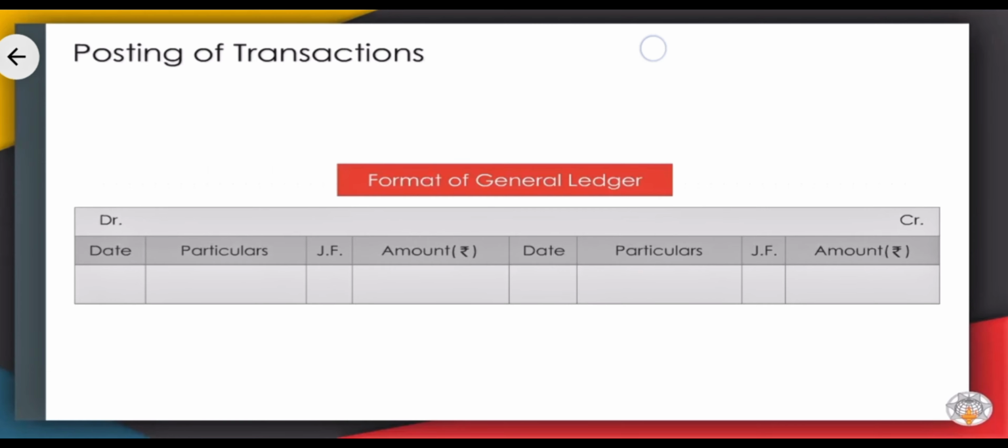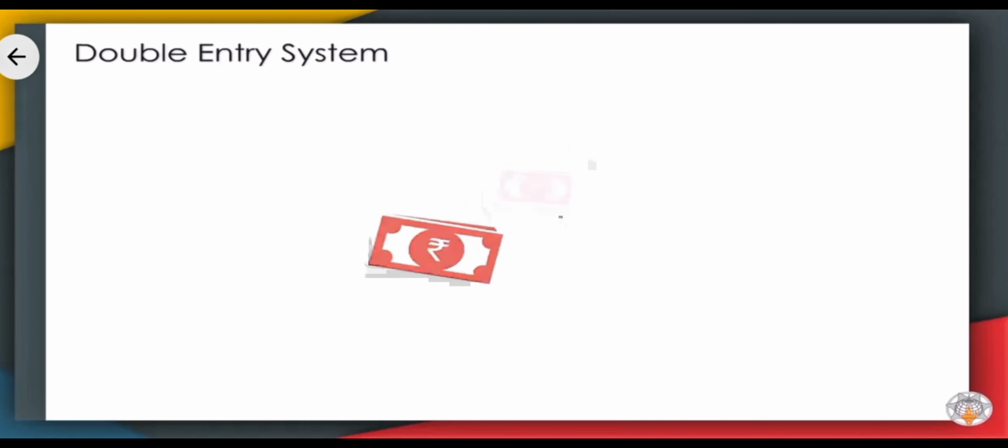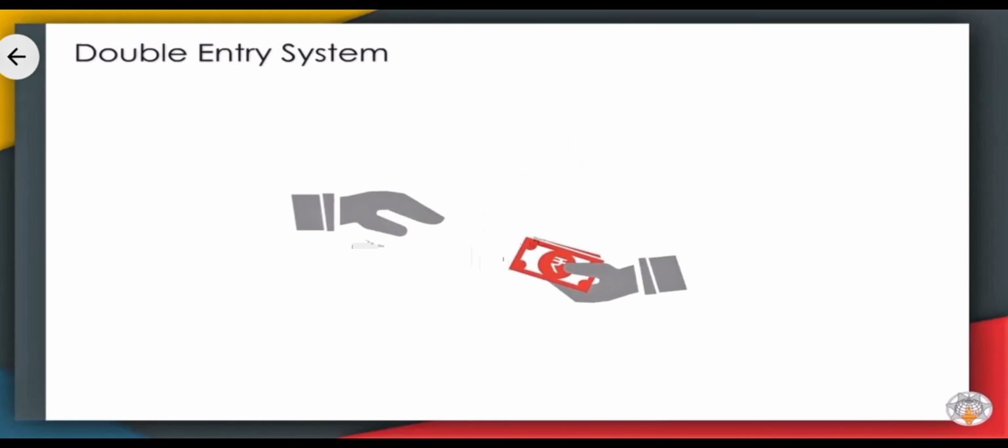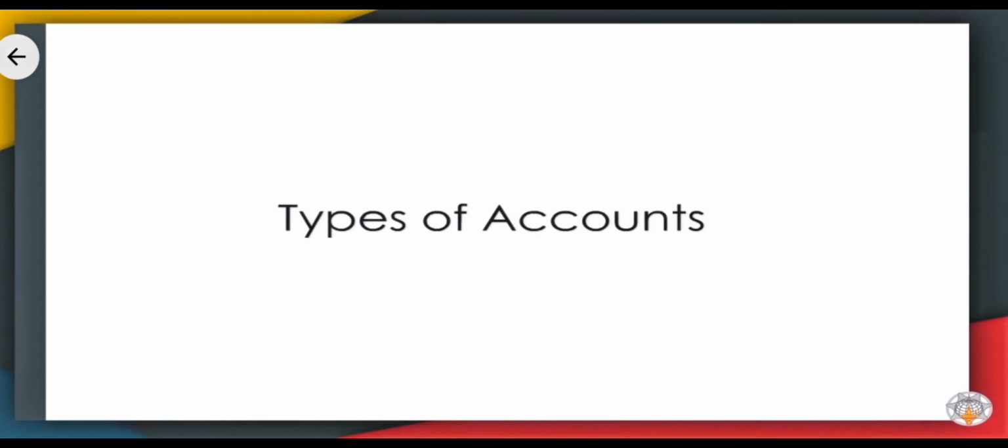Recording financial transactions. The double entry system of recording financial transactions is a standardized method in which each transaction has a dual aspect, credit and debit. Types of accounts. There are three types of accounts maintained for transactions.